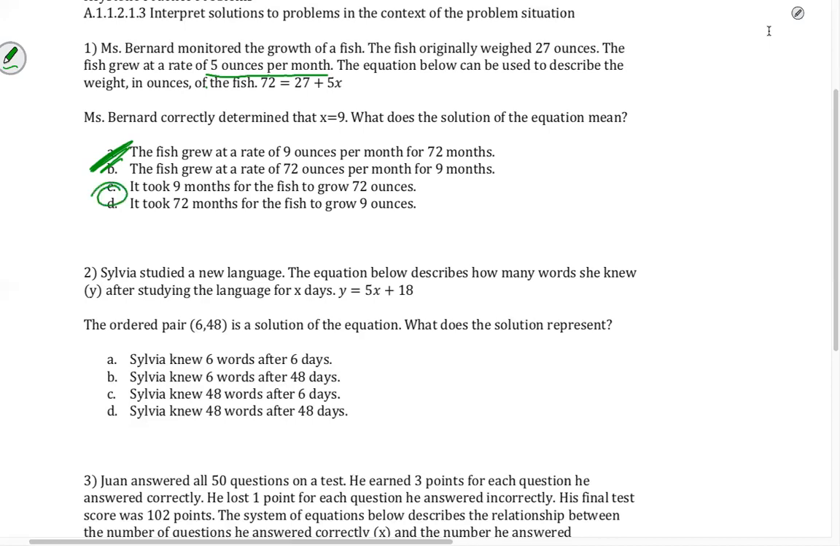Now it's C because the fish is not growing at a rate of 72 ounces per month. In the problem, it clearly states that it's growing at 5 ounces per month. So that's why I can get rid of that one. And then D says it took 72 months for the fish to grow 9 ounces. Well, it didn't. It took 9 months. So the answer is C.